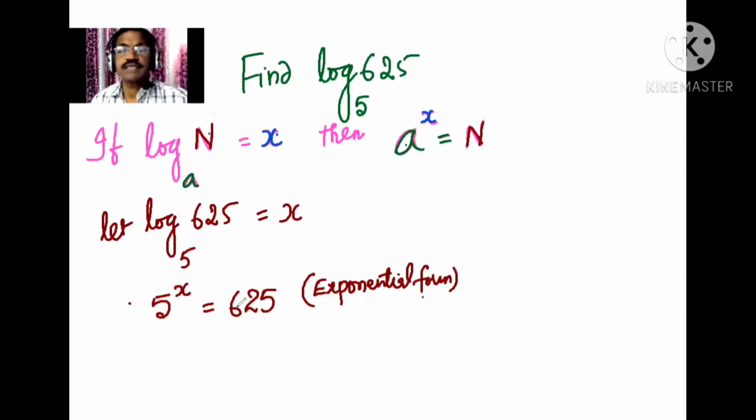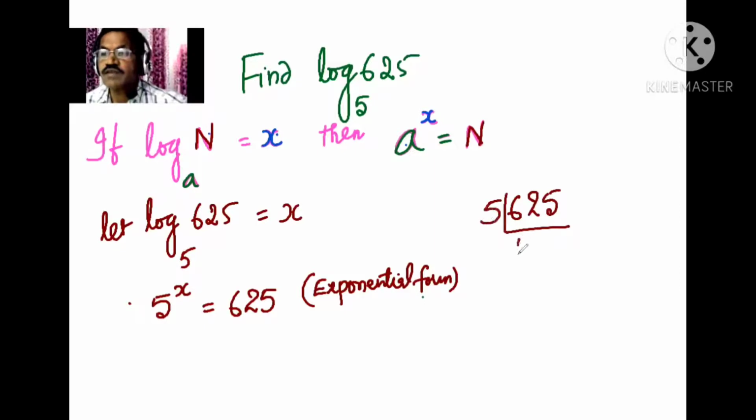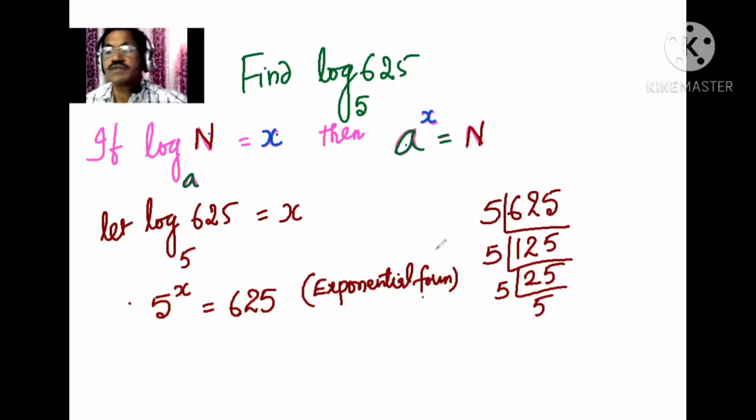So how to find x here? To find x, we have to write 625 as an exponent of the base 5. To do that, you have to prime factorize 625. 5 1 is 5, 5 2 is 10, and 5 5 is 25. So 5 is multiplied 4 times to get 625.